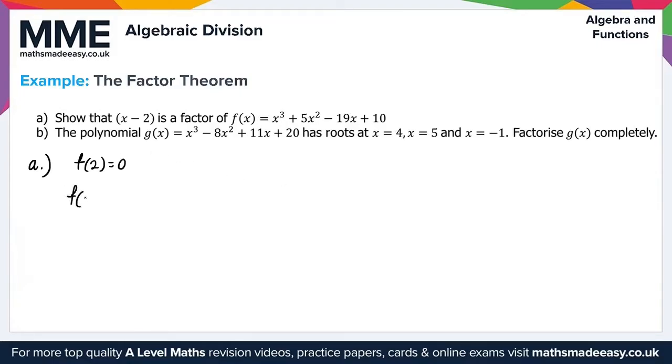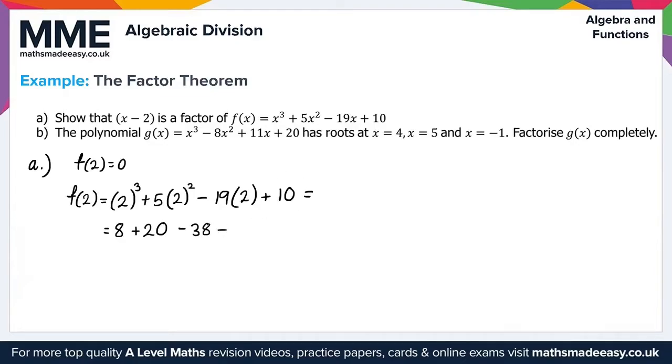So f of 2 is going to be equal to x cubed, where x is 2, so this is 2 cubed, plus 5x squared, and again we're replacing x with 2, so this is 5 lots of 2 squared, minus 19 times 2, so minus 19 lots of 2. And finally we've got this plus 10. So what we need to do is evaluate this. Well, this gives us 8. Then 2 squared is 4, times 5 gives us 20. Minus 19 times 2 gives us minus 38. And finally we've got plus 10.